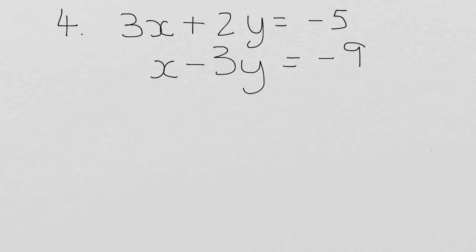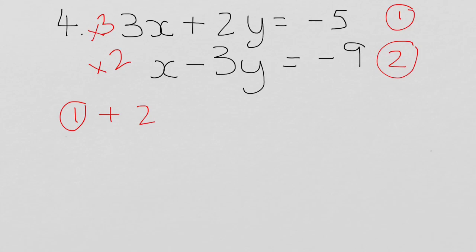Question 4, simultaneous equations. So to do this one, we've got a plus 2y and a minus 3y, so I'm going to choose to multiply the top equation by 3 and the bottom equation by 2. Once you do that, you'll have new equations 1 and 2, and you're going to do 1 plus 2. The y's will cancel out, so you'll have an equation in terms of x. You can then have x equals. Once you've got that, sub it back into one of your initial equations to find y equals.